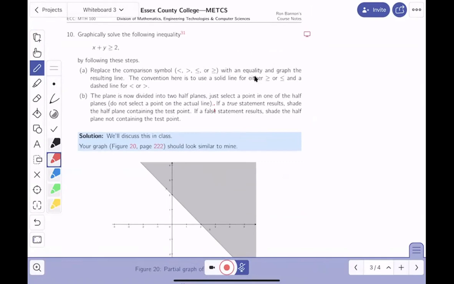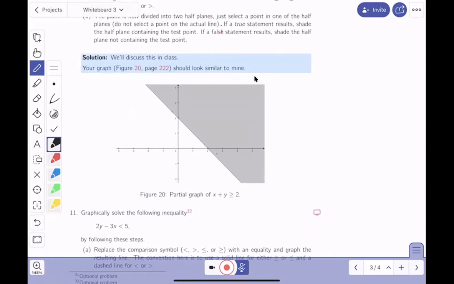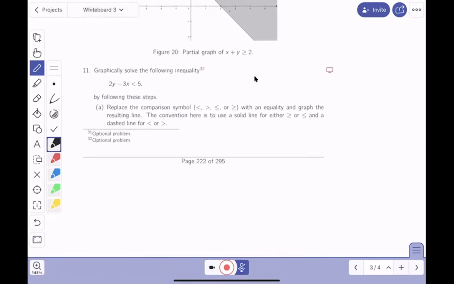So what I would recommend here, I think you can do this problem by reading. And reading is going to be your gateway to your education anyway. So I think you could read this. But this is not going to occur in WebAssign, and it's not going to be on an exam. All right? You could read this. For example, it says, replace the comparison symbol with an equality. I think you could do that. I think you could read the next thing. I think eventually, if you did that, you would get the picture. Then you could do number 11.